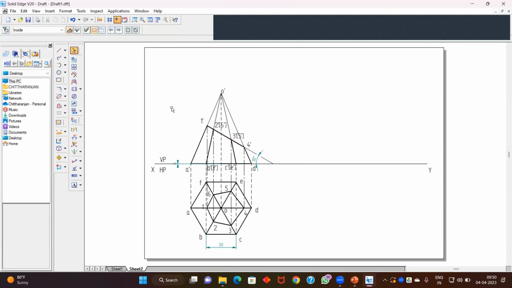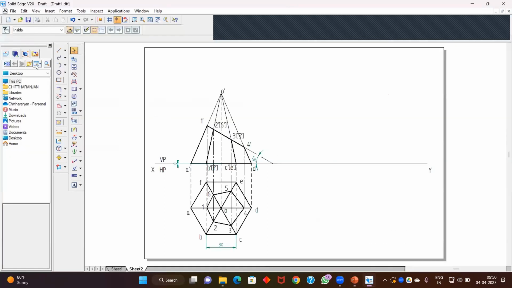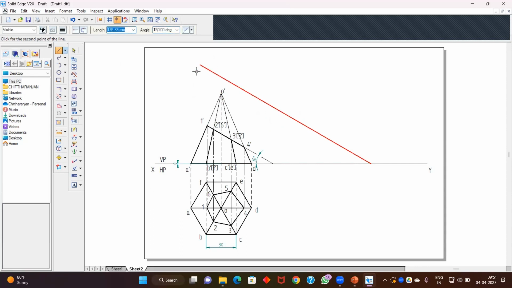Now we need to draw the true shape of the section. So draw a 30-degree axis, 150. The thickness of this axis should be 0.35. Now plot the lines with the dotted line and the thickness 0.25.